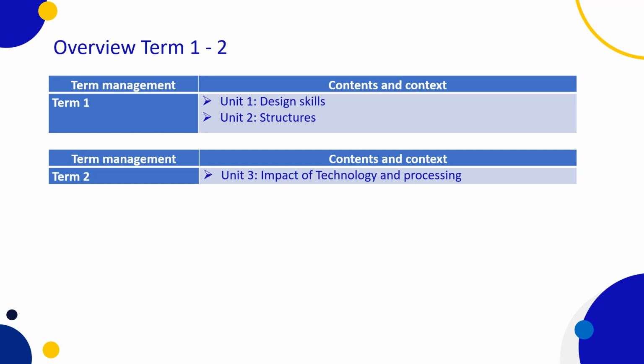Then importantly, in Term 2, we focused largely on the impact of technology and processing, including the negative impact of technology and possible solutions to that. And we also looked at some of the positive impacts of technology and its possible effect on the environment and on communities. So it is very important for you to have a good understanding of the impact of technology and processing and to be able to draw on prior knowledge in answering the questions that might be given to you in the exam.